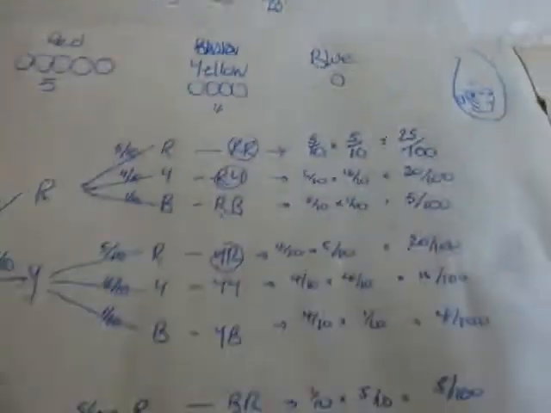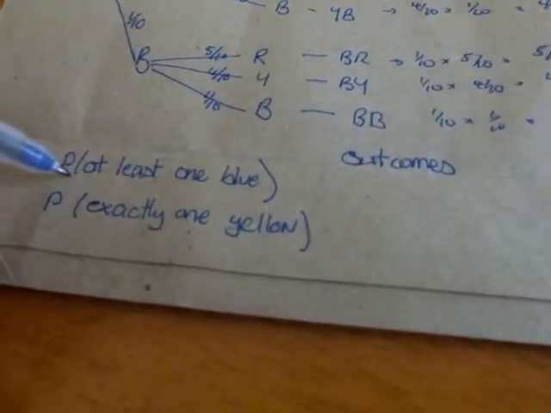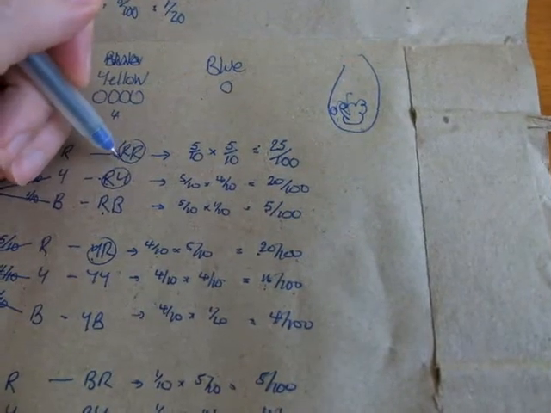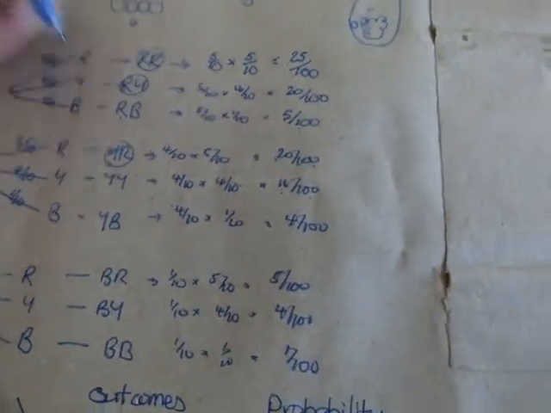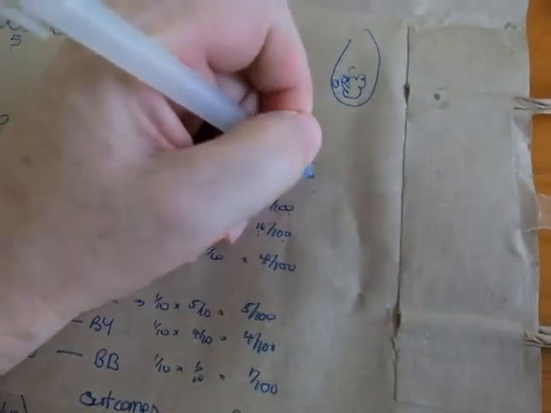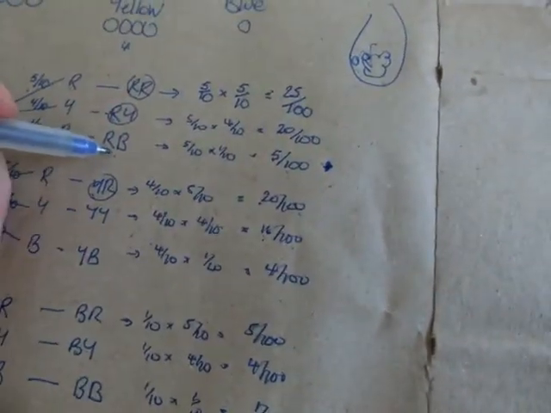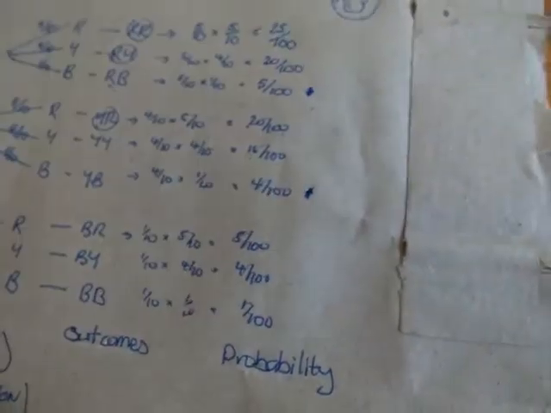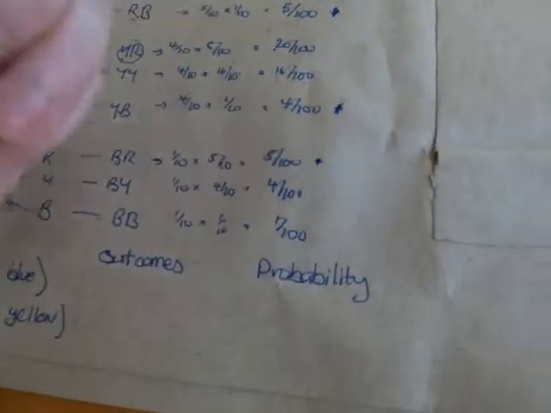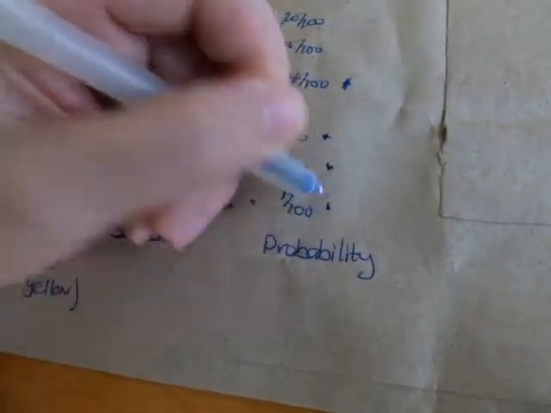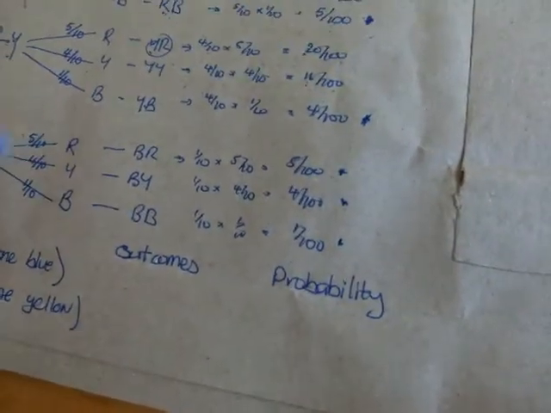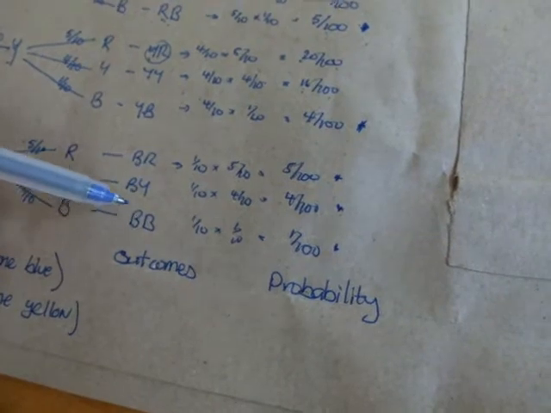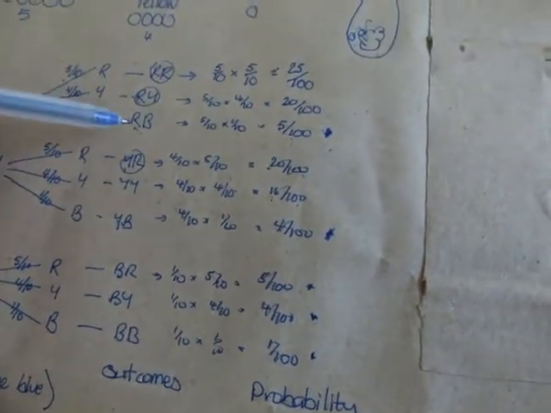Okay, the next one down here, what's the probability of getting at least one blue? So I need to go through all of these and find the ones where it's at least one blue, and then I will add them together. So in this case I've got this one is one blue, this one is a blue, and this one, and this one. Okay, that's two blues, but I'm asked for at least one. That's at least one. So at least one blue, and at least one blue.